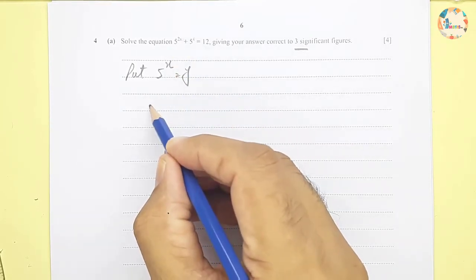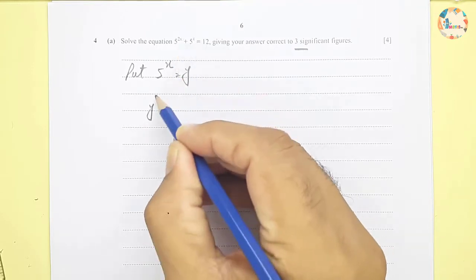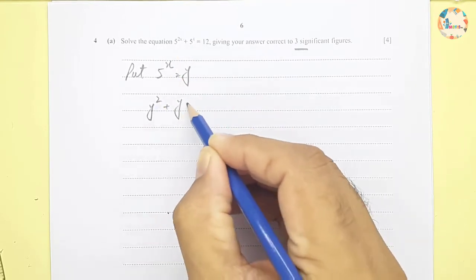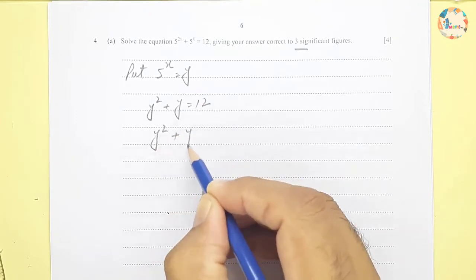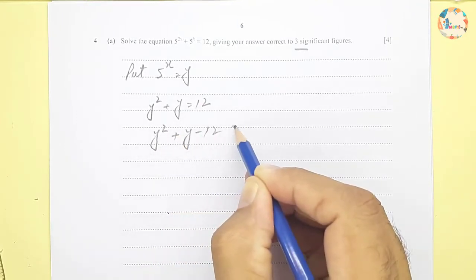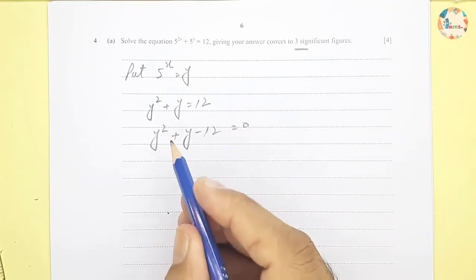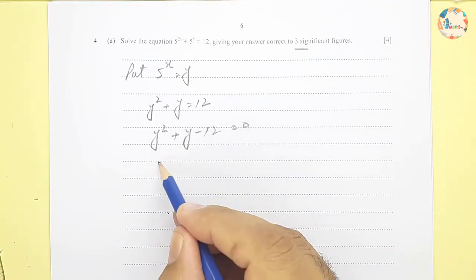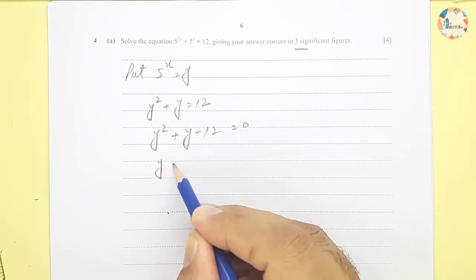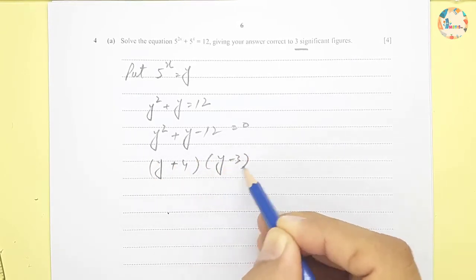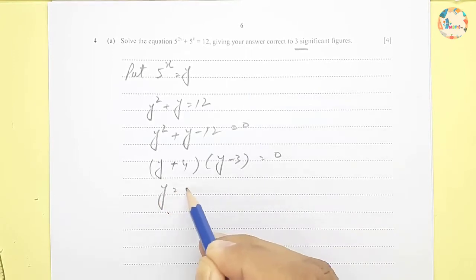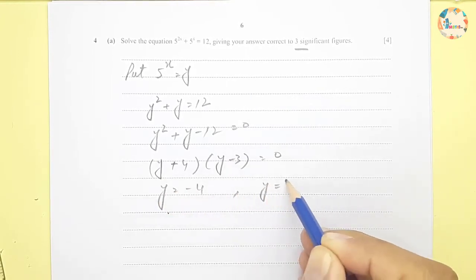So y squared plus y is equal to 12. 12 we can shift to the other side, so y squared plus y minus 12 is equal to 0. Now this is a quadratic equation, and we can solve it and write (y plus 4)(y minus 3) is equal to 0. So y is equal to minus 4 and y is equal to 3.